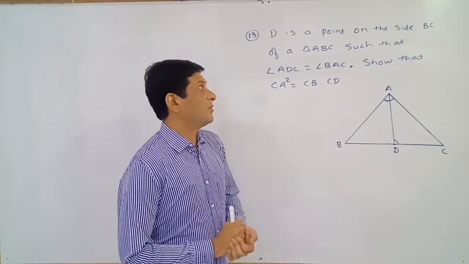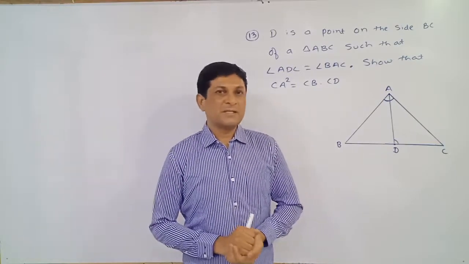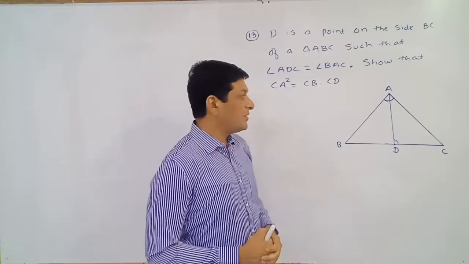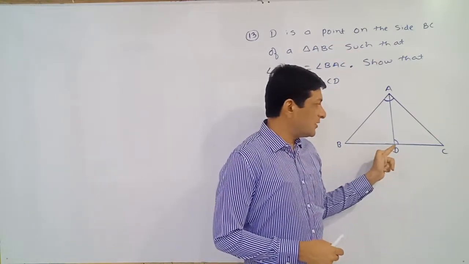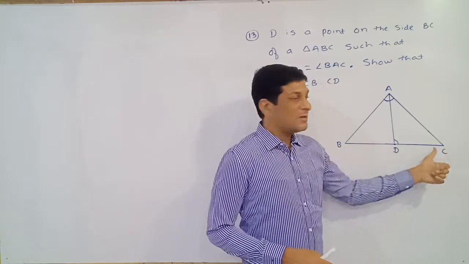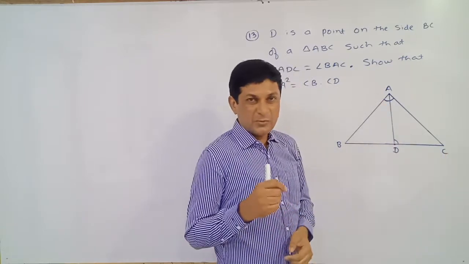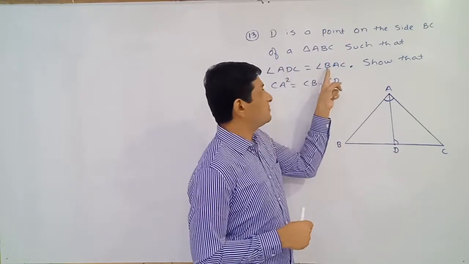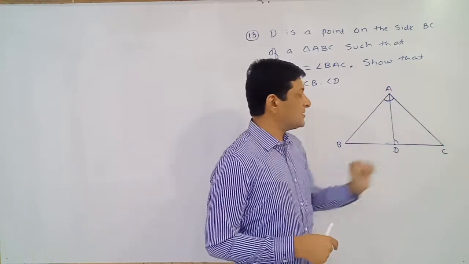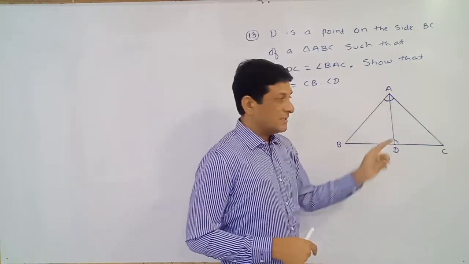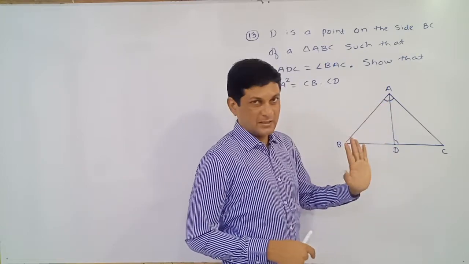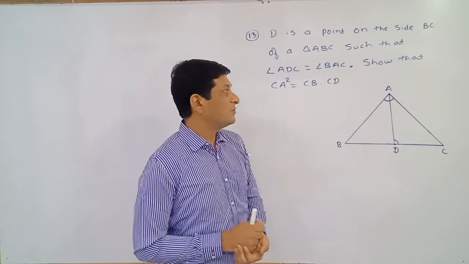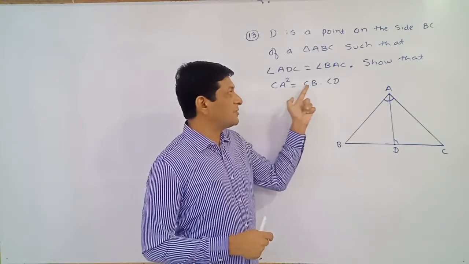So well, observe the next example. In the next example, it is given to us that D is a point on side BC of triangle ABC. Already we have shown it in the figure. D is the point on which side? BC of this triangle ABC. But we have to take a point D in such a way that angle BAC is equal to angle ADC. That is, it is given to us that these two angles are equal. Using this, we have to prove that CA square is equal to CB into CD.